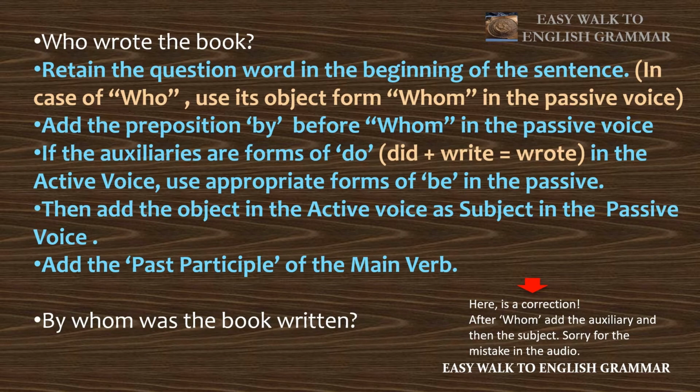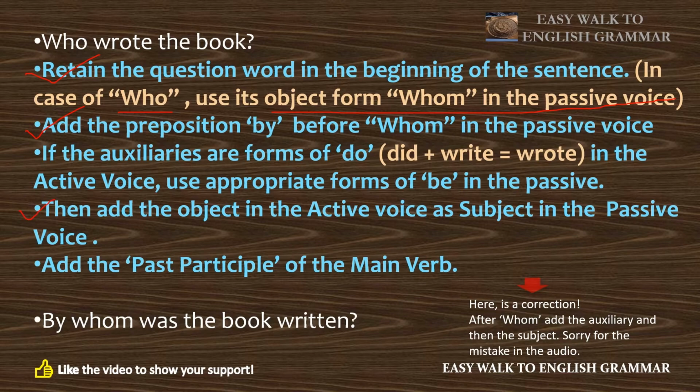Now, let's look into what all things we need to remember while transforming an active voice beginning with the question word who to its passive voice. Retain the question word in the beginning of a sentence. In the case of who, use its object form whom in the passive voice. Add the preposition by before the word who.